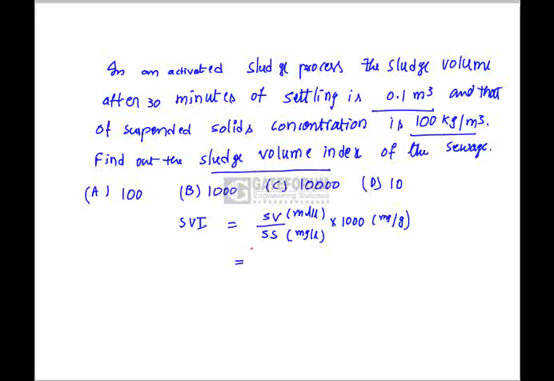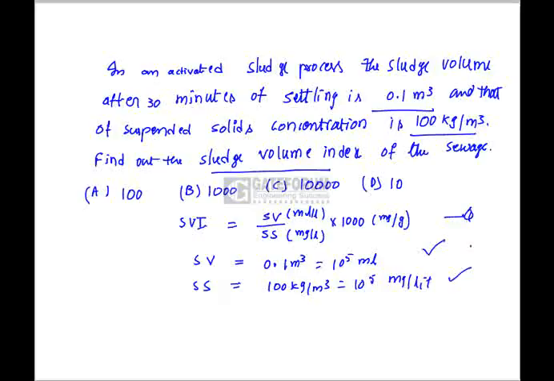So the sludge volume is given as 0.1 cubic meter, that is equal to 10^5 milliliters. Suspended solids is given as 100 kg per cubic meter, that is equal to 10^5 milligrams per liter. Therefore, substituting these values in the above equation, we get the sludge volume index equal to 10^5 / 10^5 × 1000, that is equal to 1000. So option B is correct.